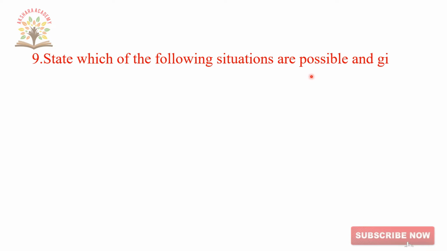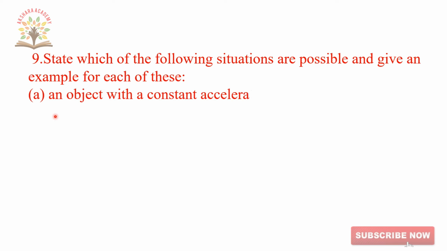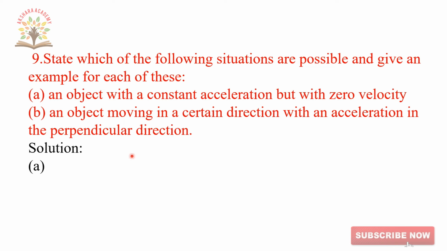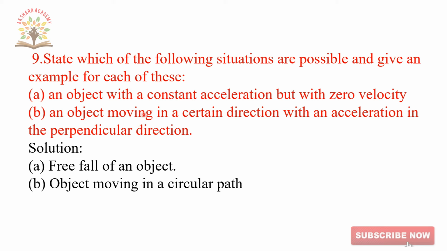Okay, next go to the next question, that is the 9th question. State which of the following situations are possible and give an example for each of these. First one is an object with a constant acceleration but with zero velocity, and the second one is an object moving in a certain direction with an acceleration in the perpendicular direction. In this question they are asking whether these two situations are possible and to give an example for each of these. So you have to write the example for each of these situations.